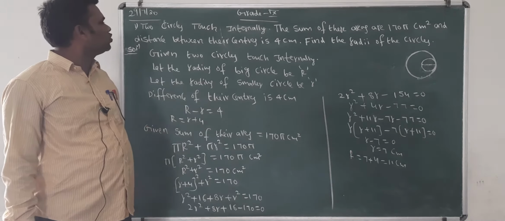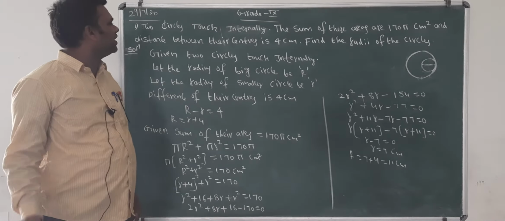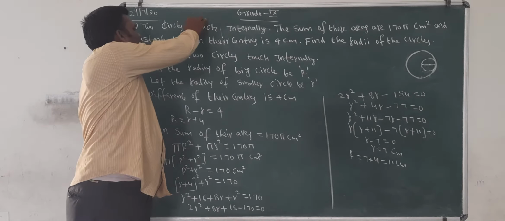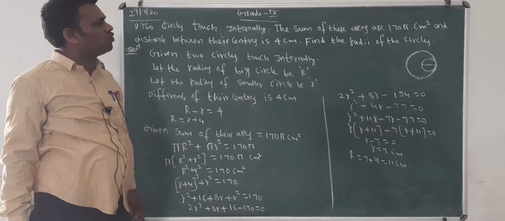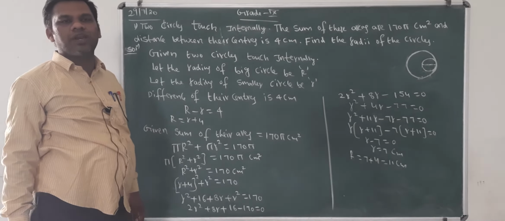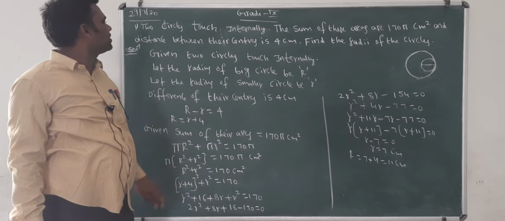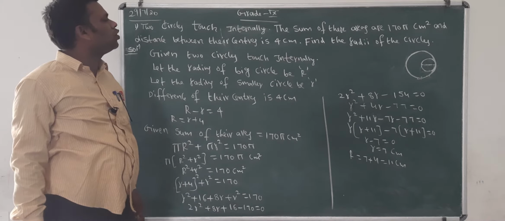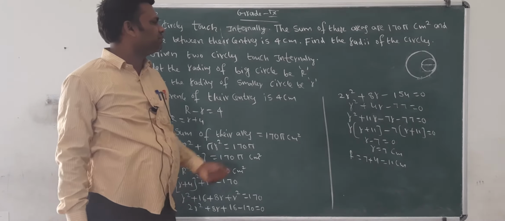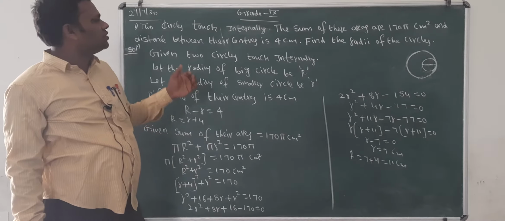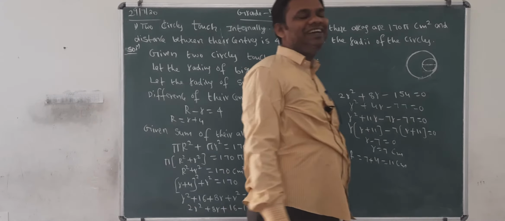Once again, two circles touch internally. The sum of their areas is 170 pi centimeter square and the distance between their centers is 4 centimeter. Find the radii of the circles.